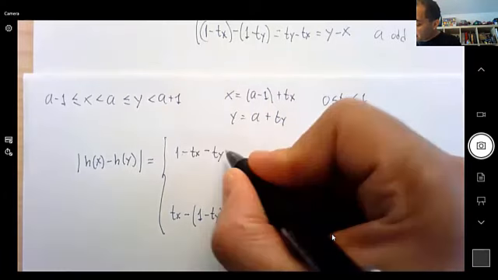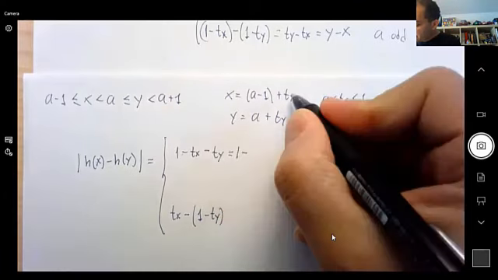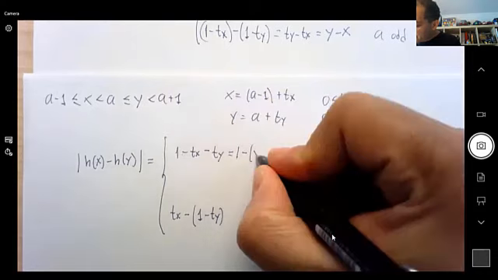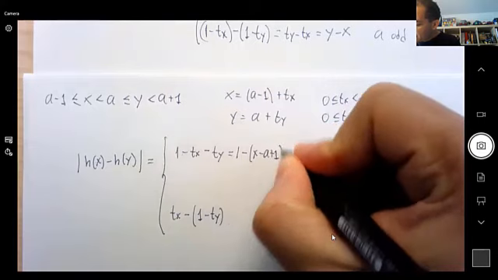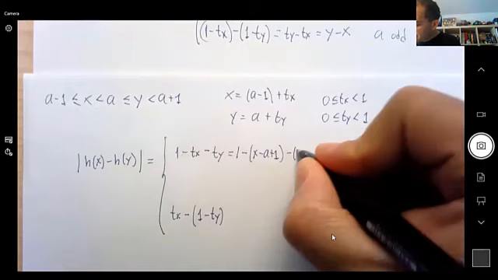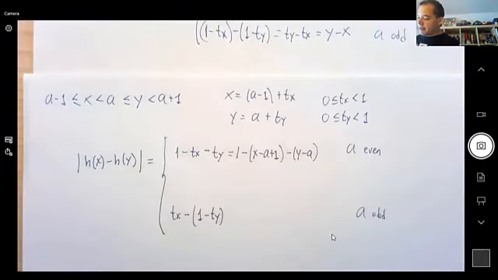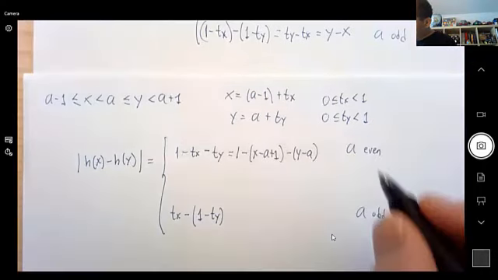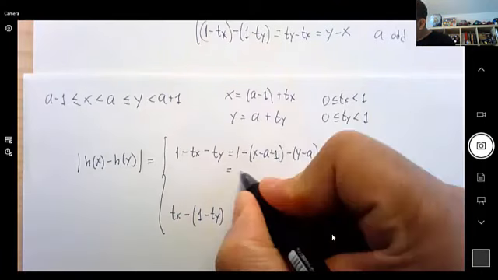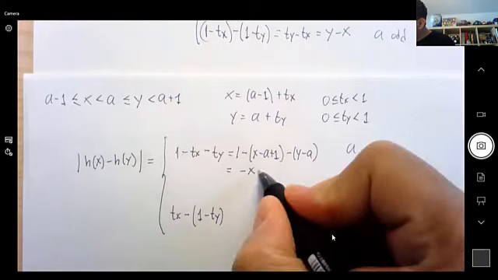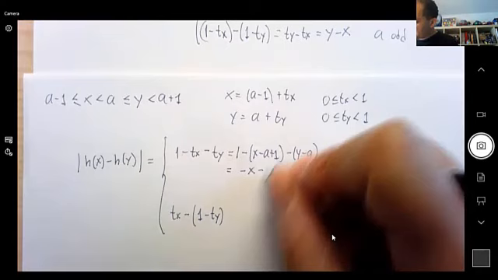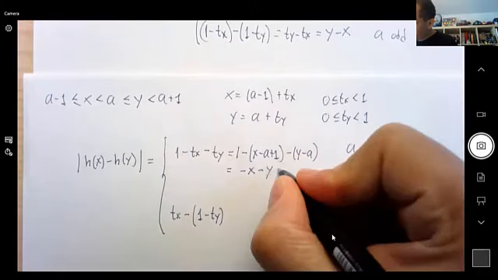I'll do it here. So what is t_x? t_x is x minus a plus 1. And what is t_y? t_y is y minus a. Right? And when you substitute it, the 1 and the negative 1 go away. So we've got negative x, negative y, and a and another a. So it's negative x, negative y, plus 2a.